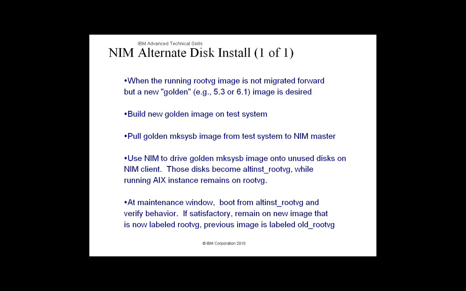So if you NIM ADM down to hdisk2 and hdisk3, you'll see those in rootvg, and you'd see hdisk0 and 1 in the old_rootvg. And again, you can boot back and forth. If you don't like it, you can boot back to old_rootvg.